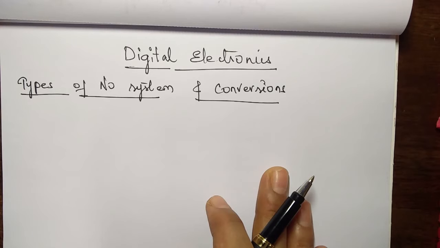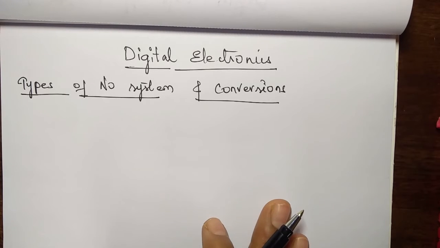In the previous video I explained a brief introduction of what is meant by number systems and codes, and I already gave you a snapshot of the types of number systems. Today in this video I will explain in more detail.